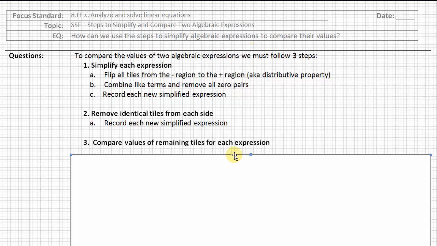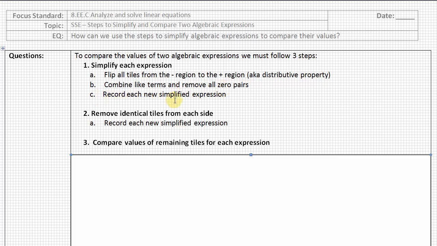So to begin to answer our essential question, we're going to need to follow 3 steps. And we've already learned this first step as we simplified expressions in the last few video lessons. So the 3 steps start with simplifying each expression. To do that, we need to flip all tiles from the negative region up to the positive region, and we've started to get accustomed to referring to that as the distributive property. And then we combine like terms and remove all 0 pairs.